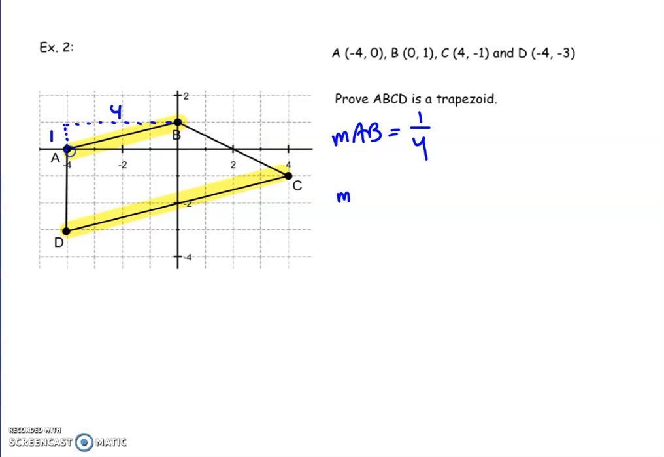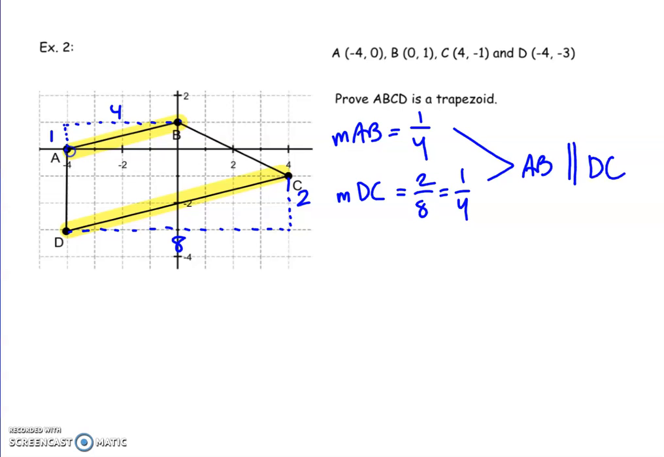And now I'm going to find the slope of DC. The rise is 2. The run is 1, 2, 3, 4, 5, 6, 7, 8. So 2 over 8, which simplifies to 1 over 4. From last unit again, we said if the slopes are equal, the lines are parallel. So I know AB is parallel to DC.